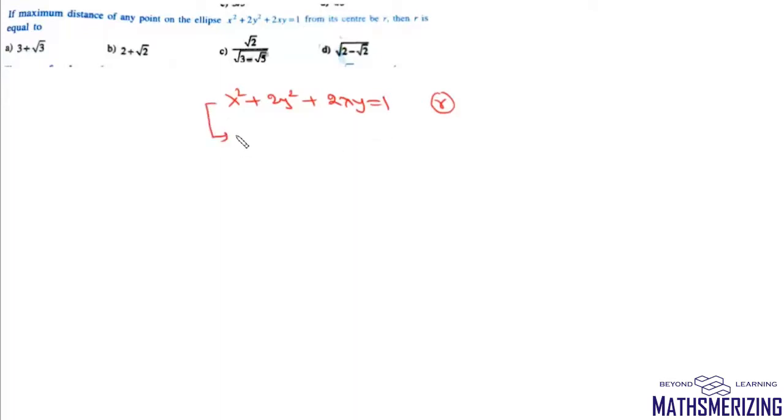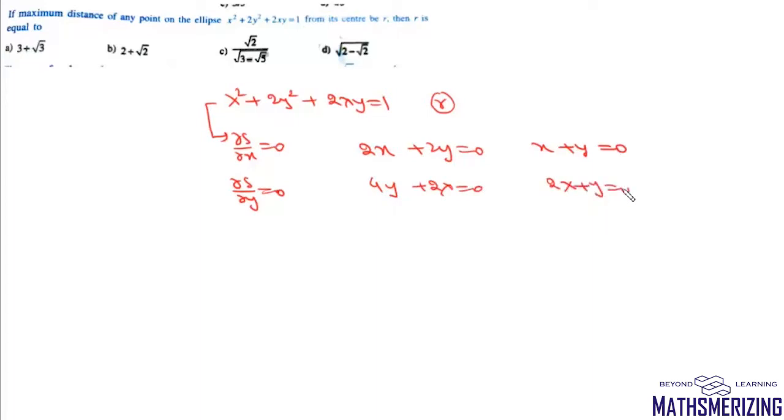So we'll differentiate this equation partially with respect to x and put it equal to 0. So we'll get 2x plus 2y equals 0, so x plus y equals 0. And then we'll also partially differentiate it with respect to y. Then we can write this equation as 4y plus 2x equals 0, so 2x plus 2y equals 0. Now solving both of them, we'll get x and y as 0 and 0. So the center of this conic is at 0, 0.